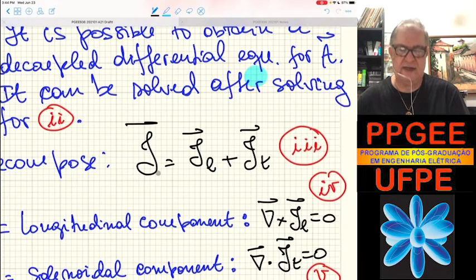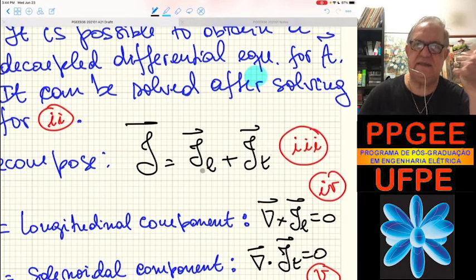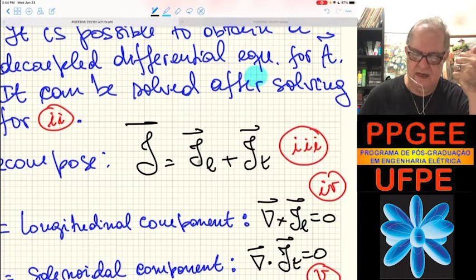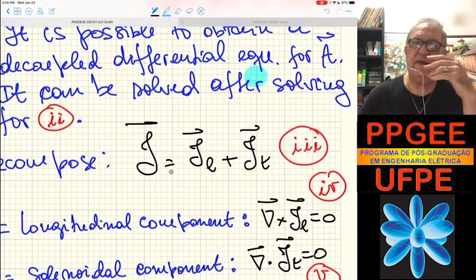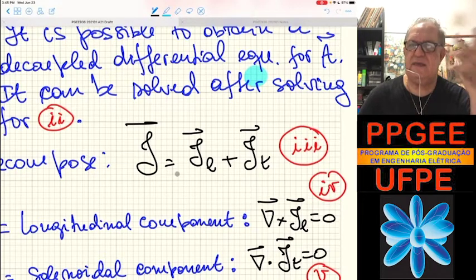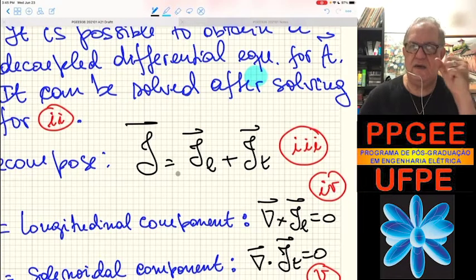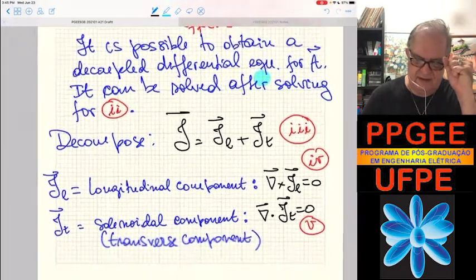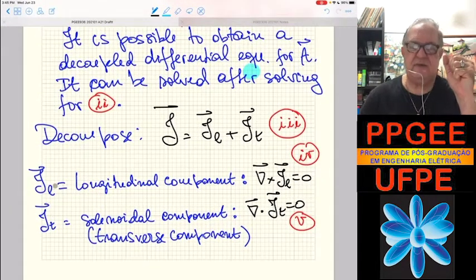So we break J into two vectors. One which has zero curl, and the other has zero divergence. Recall that any vector field can be obtained if you know the divergence and the curl of that field. So that's essentially this theorem, Helmholtz theorem, in fact. Okay, so let's put that into equation.